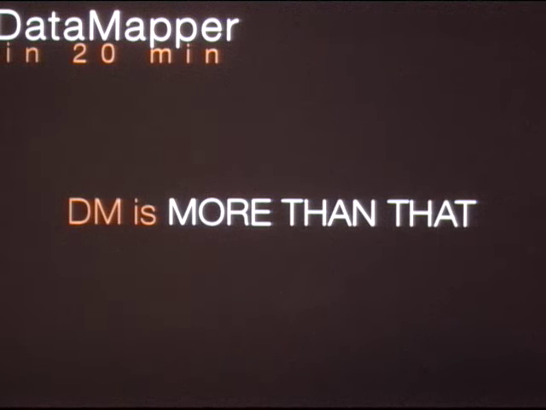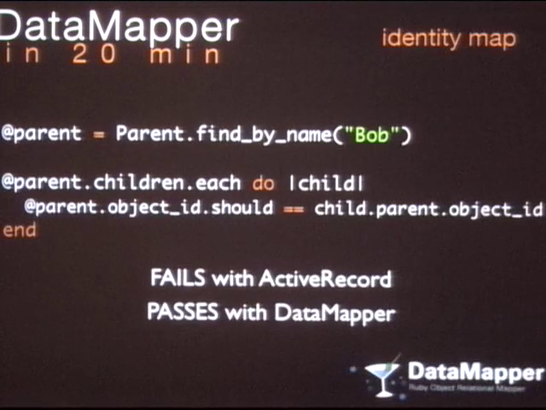And I just want to show you why I like DataMapper and what it does that I think is cool. So the first example is the identity map. The identity map is a concept that's at the core of DataMapper. And here's a quick snippet. It's just some tests you can run if you have ActiveRecord.